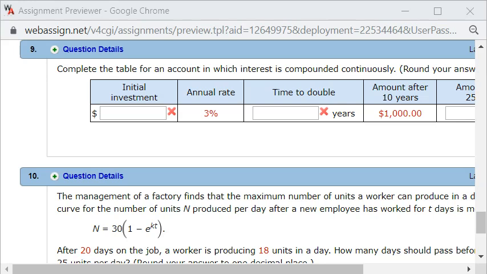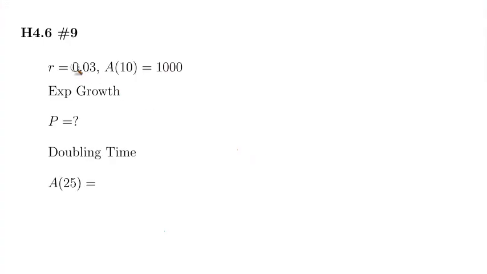All right, let's look at homework 4.6, problem number 9. It looks like we have a couple of pieces of information. We know that the annual rate is 3%, which means that R is equal to 0.03. And the amount after 10 years, so A of 10, is equal to 1,000. All right, so we have these.